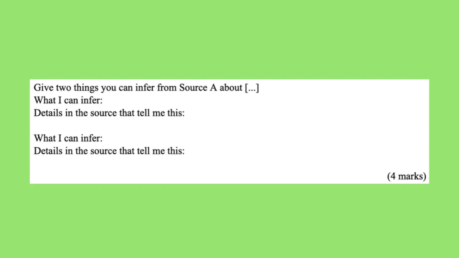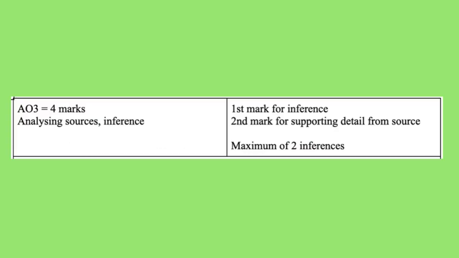It will ask, give 2 things you can infer from source A about, and then it will ask you to state your inference and the detail from the source that helped you to get that inference. This will always be for 4 marks.